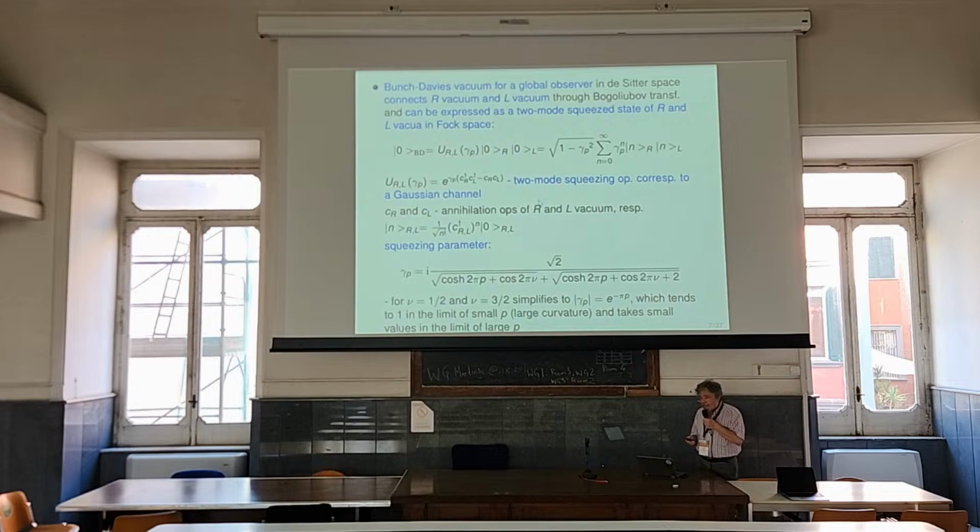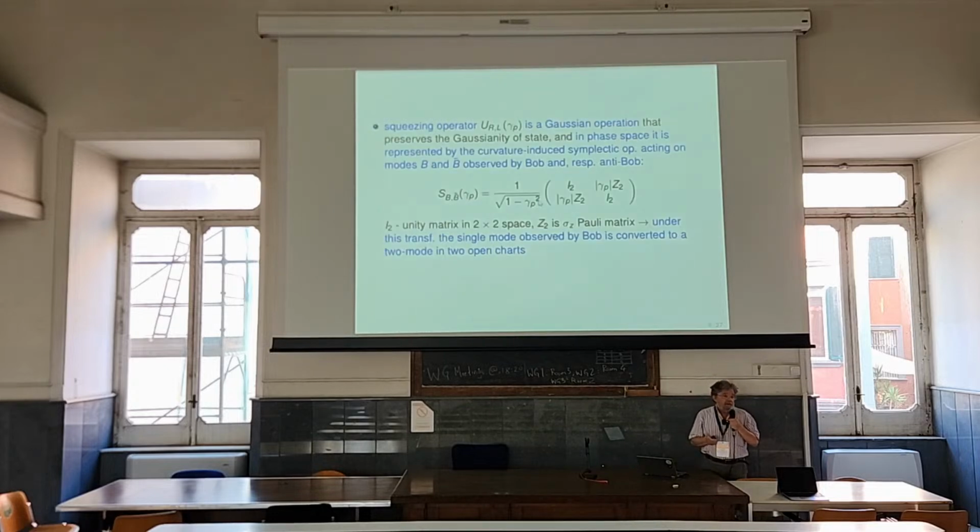Bunch-Davies vacuum for a global observer, Alice, which is situated in this space, connects two open charts describing the de Sitter space. Namely, they are named R region and L region, and this Bunch-Davies vacuum can be expressed as a two-mode squeezing state of these two regions, R and L.